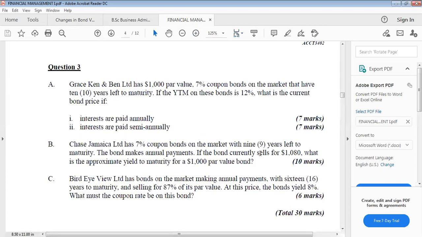Next question says, Chase Jamaica Limited has 7% coupon bonds on the market with 9 years left to maturity. The bond makes annual payments. If the bond currently sells for $1,080, what is the approximate yield to maturity for a $1,000 par value bond? How would you calculate this? Next question.